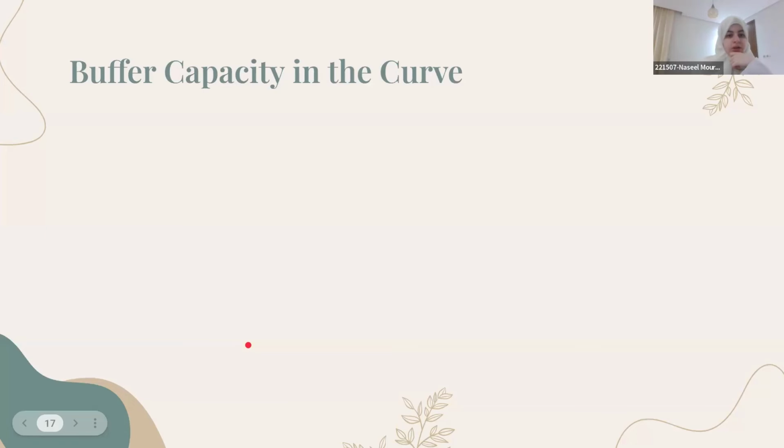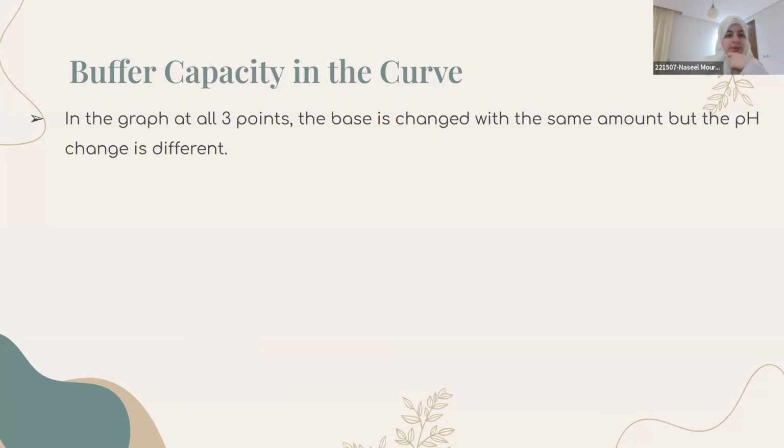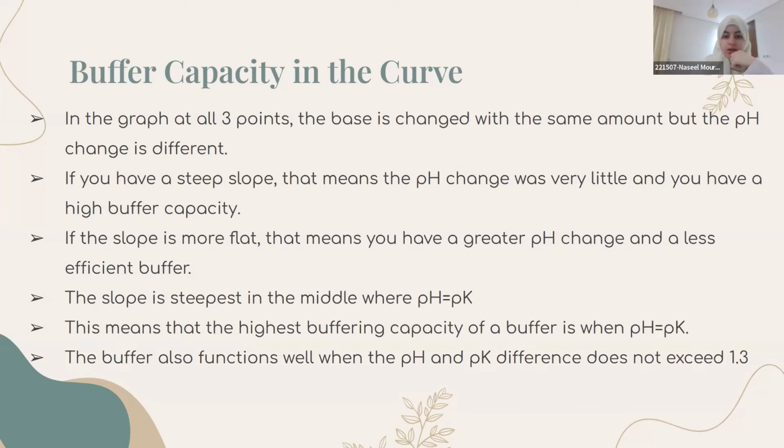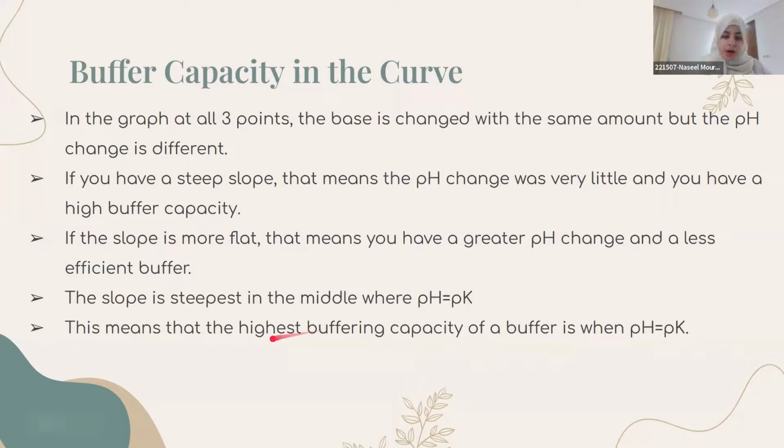Okay, so buffer capacity in the curve. Again, here I explained everything that we just talked about. Here we said that this means that the highest buffering capacity of a buffer is when pH equals pK. However, everything in physiology has a range.